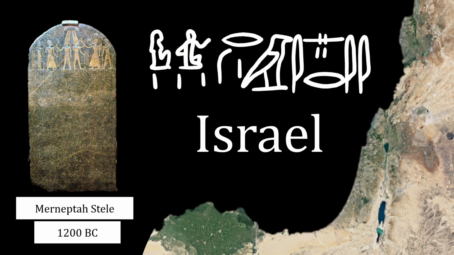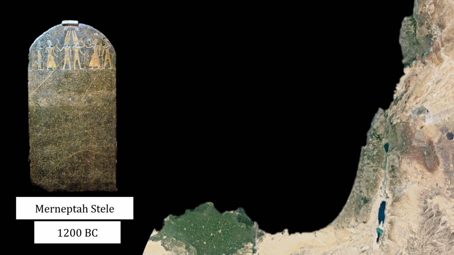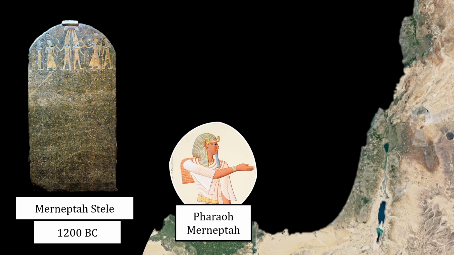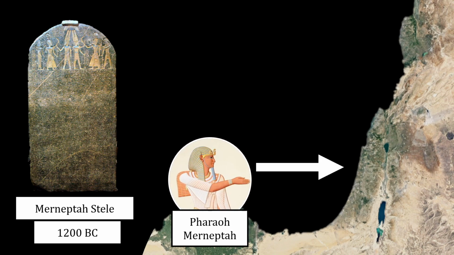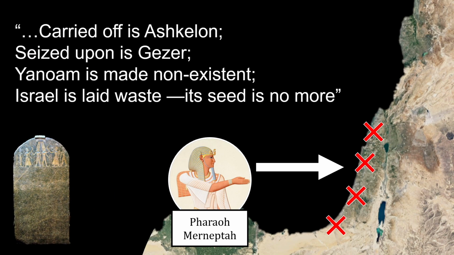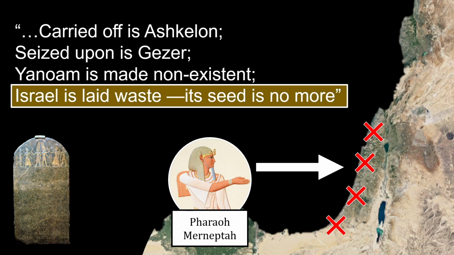The Merneptah Stele records the military victories of Pharaoh Merneptah. And at the very end of the stele, Merneptah tells us about all of his victories in the Levant, in which he destroys many cities. The stele reads, quote, "Carried off is Ashkelon, seized upon is Gezer, Edom is made non-existent. Israel is laid waste, its seed is no more," end quote.